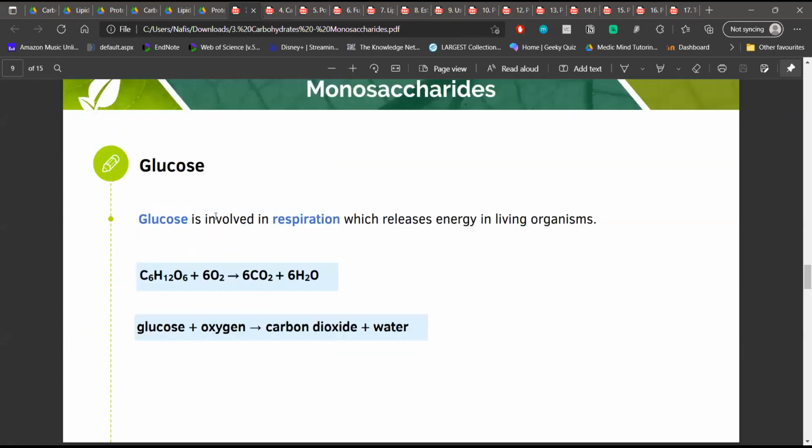Glucose, therefore, is involved in respiration, which releases energy in living organisms. Energy is key for any biological process. So any metabolic process, including muscle contraction, pretty much anything you're going to learn about in the next 2 years, at some point will involve energy.